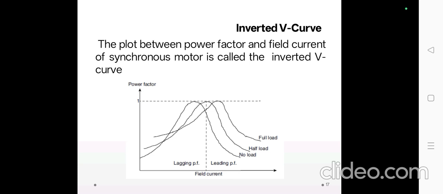As against this, if the power factor cos phi is plotted against the field current IF, then the shape of the graph looks like an inverted V. Such curves obtained by plotting power factor against IF at various load conditions are called inverted V curves of the synchronous motor.